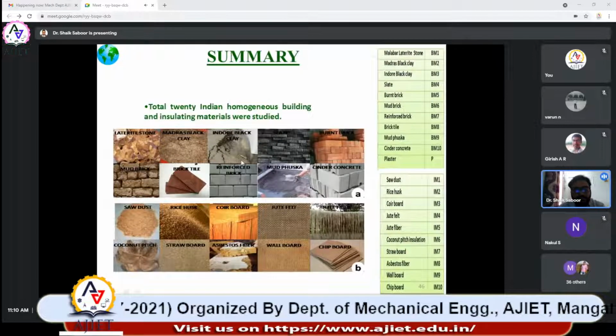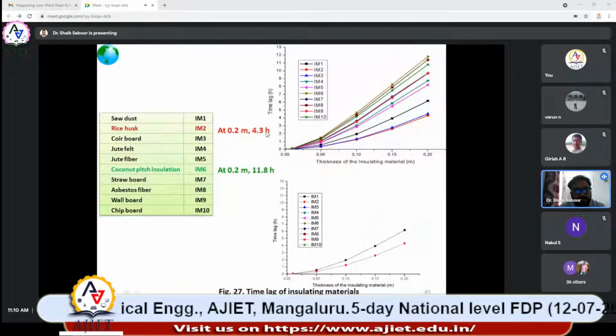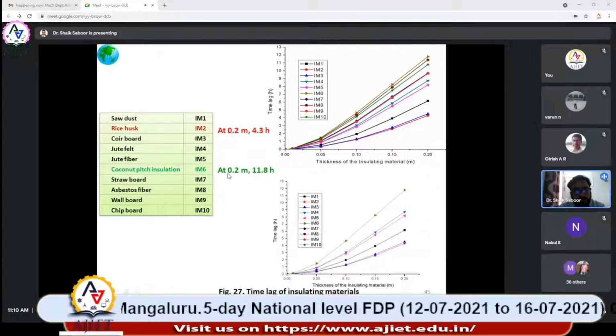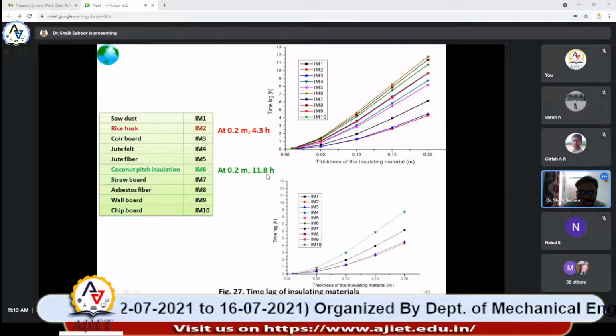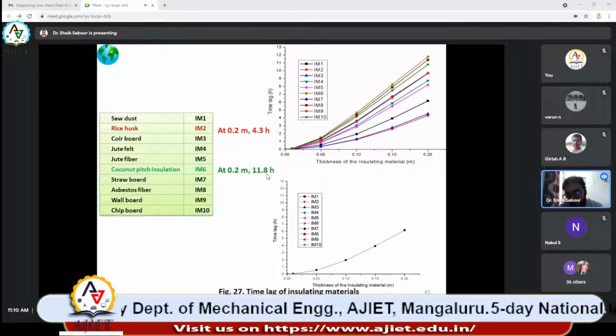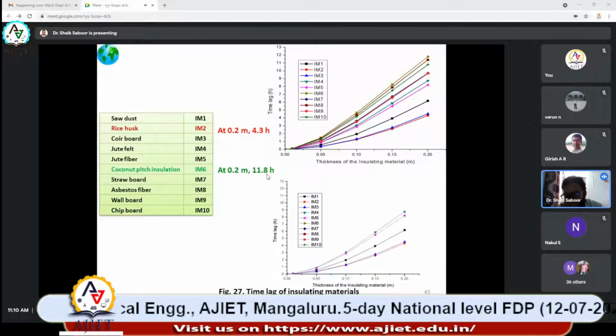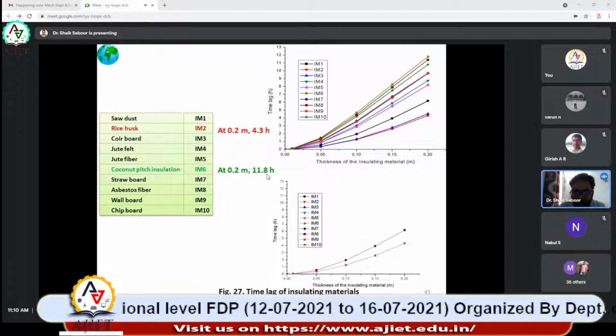We also have the time lag values: for rice husk, 4.3 hours, the least time lag, and for coconut pith, less than 12 hours, that is 11.8 hours, again the best combination. Like this we have explored the materials and come up with the best solution for the materials available in the Indian market.